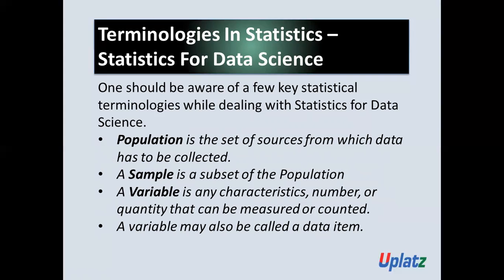So we are learning the terminologies related with statistics, which is important for your data science. You might think, what is a variable? We have seen the variable in case of Python also. But in statistics, a variable is any characteristic, number, or quantity that can be measured or counted. A variable may also be called a data item.